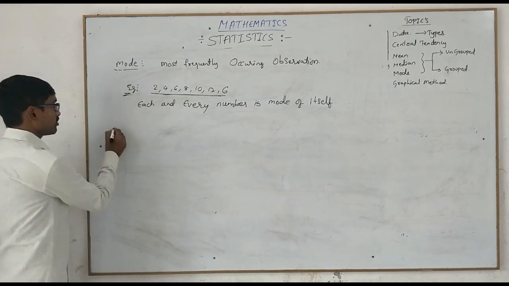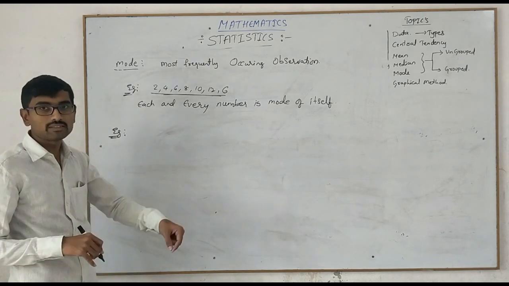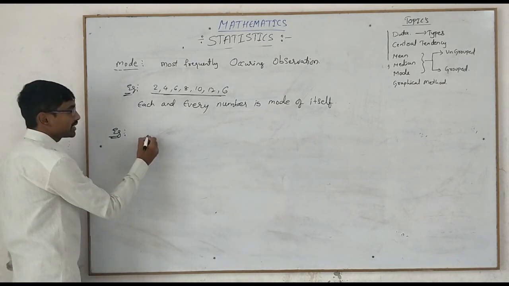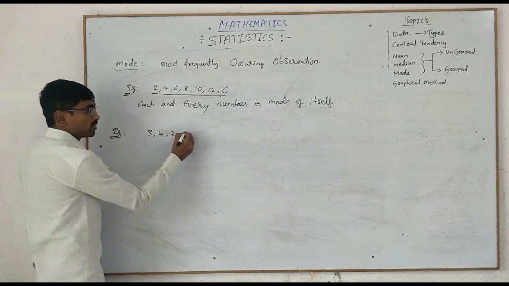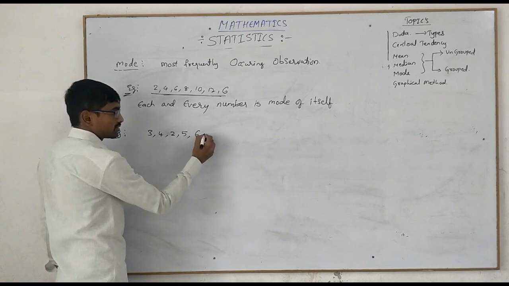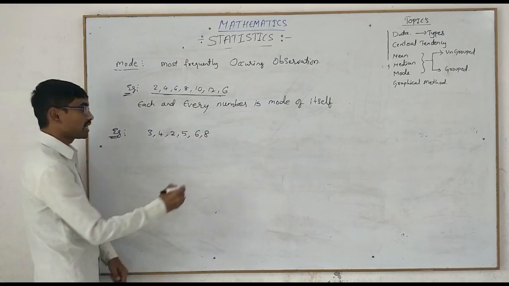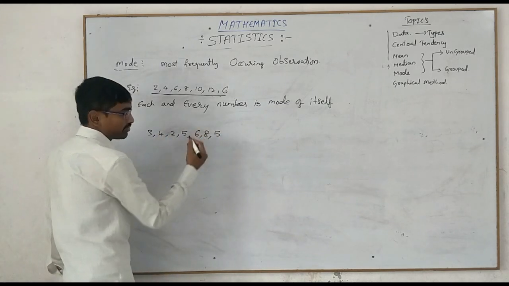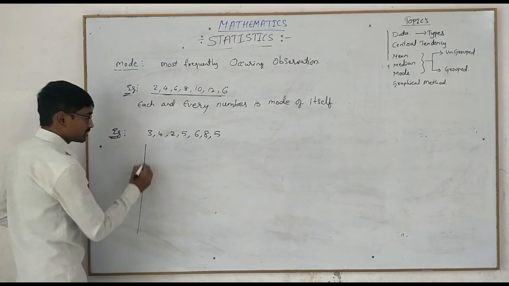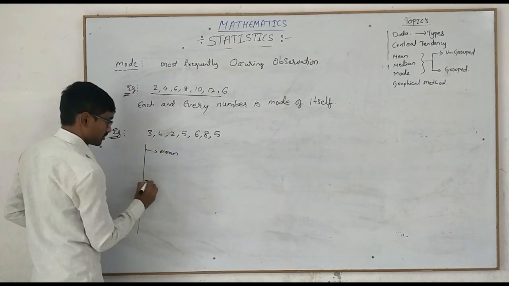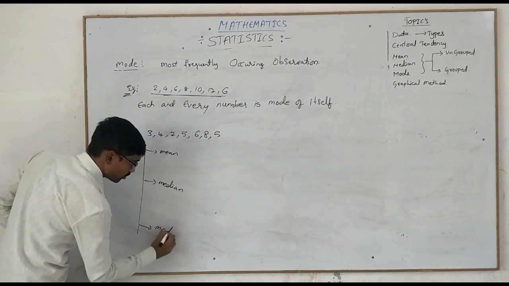Now we are taking one more example, and here we are finding all 3 central tendencies, that is mean, median and mode. For example, we are taking the observations as 3, 4, 2, 5, 6, 8. So here I have taken 6 observations and one more observation as 5. For this we are finding all 3 central tendencies: mean, median and last one is mode.